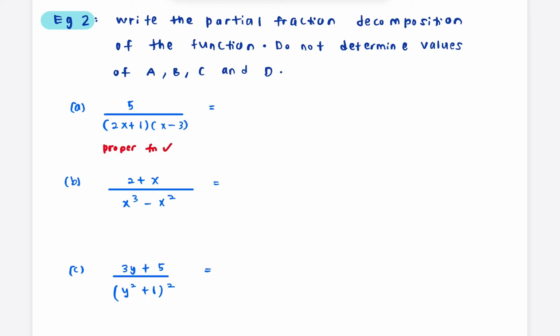Okay, proper function. So what is the rule? You have a linear factor 2x plus 1, another linear factor which is x minus 3. So you will decompose into 2 small fractions, which is the first one over 2x plus 1, the second one over x minus 3. And then what is your numerator? You just write the unknown. Let's say we write as A and B. So this one you are applying rule A, which is linear factor.